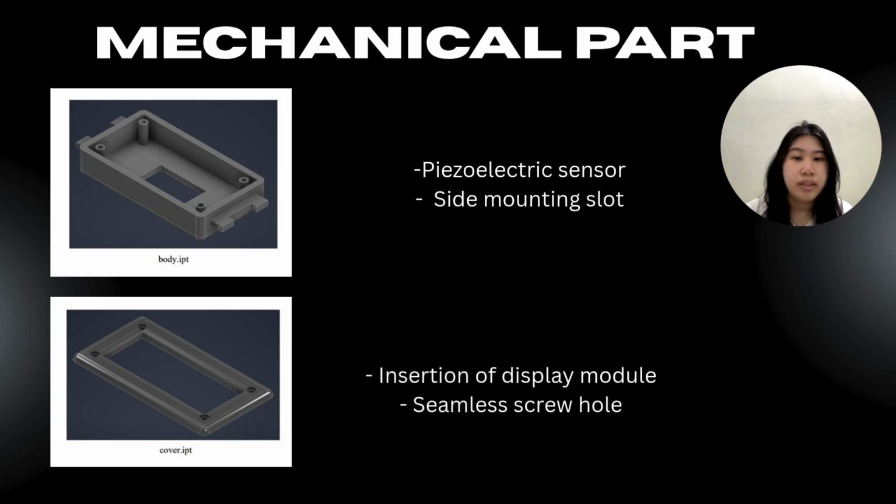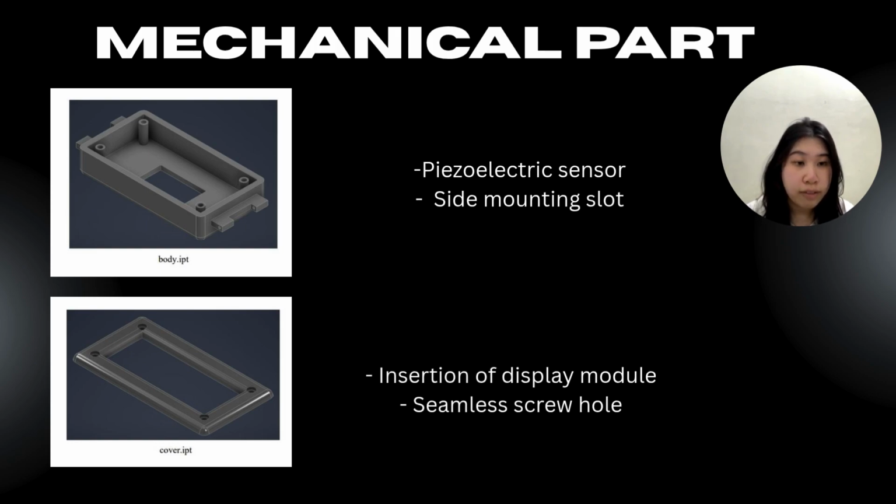And the body part is designed in a rectangular shape and the edges are rounded to protect the user and make it easy to fit the wrist of the user and very safe to wear. And the body part also has a side mounting slot for the adjustable Velcro strap.